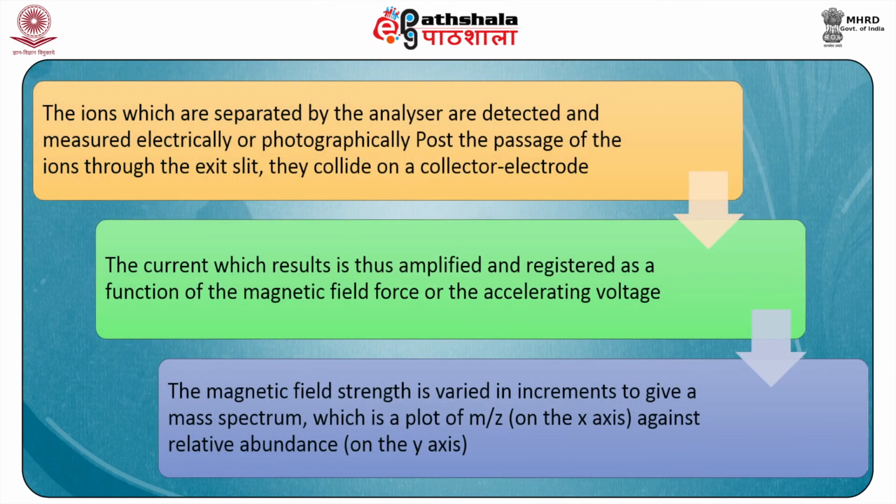The ions which are separated by the analyzer are detected and measured electrically or photographically. Post the passage of the ions through the exit slit, they collide on a collector electrode. The current which results is thus amplified and registered as a function of magnetic field force or the accelerating voltage. The magnetic field strength is varied in increments to give a mass spectrum, which is a plot of m/z on the x axis against the relative abundance on the y axis.